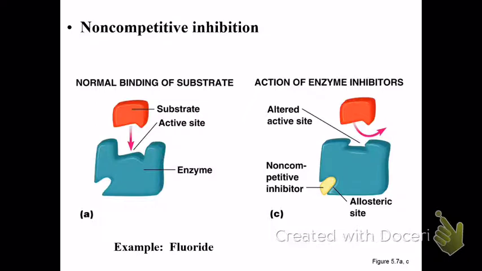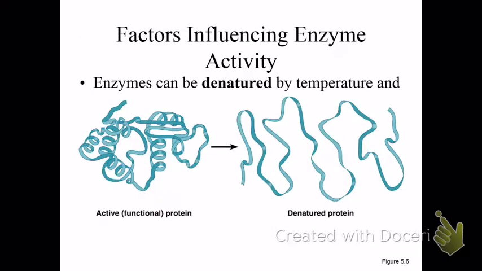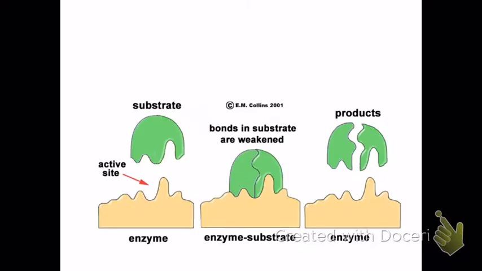This shows you a non-competitive inhibitor. This just shows you denaturing. We mentioned that. Temperature too high or too low may denature. pH too high or too low may denature the enzyme. And once it's unraveled, it won't work. This is another example of showing you the substrate and enzyme fit together, and then you make a product.